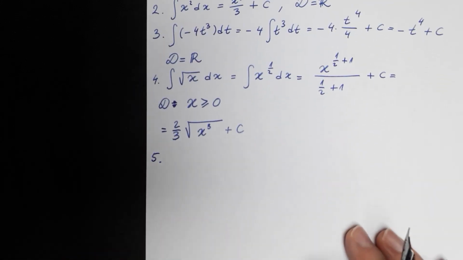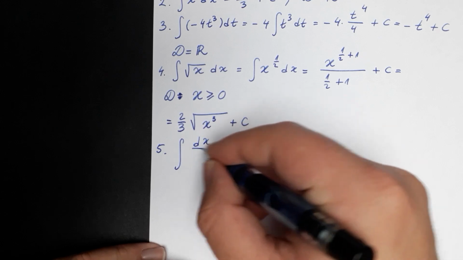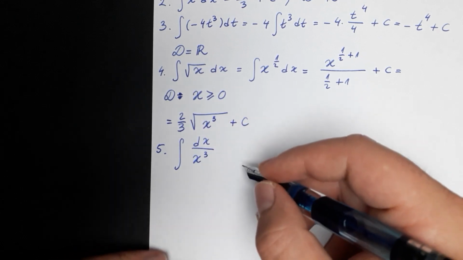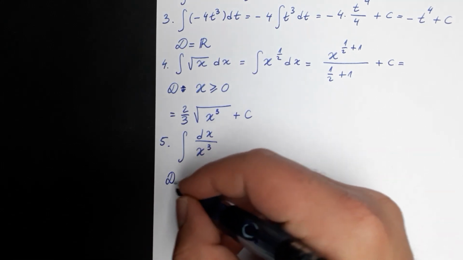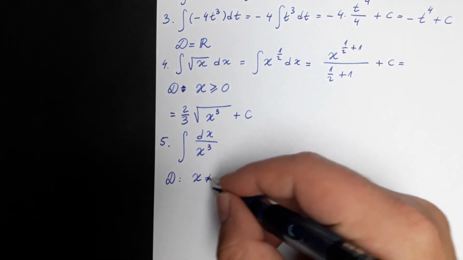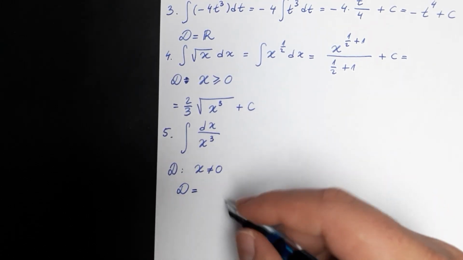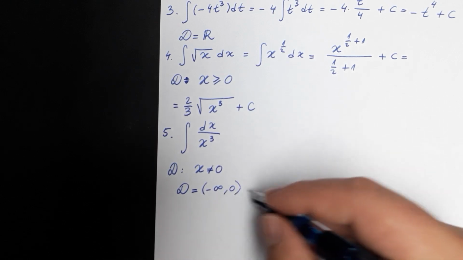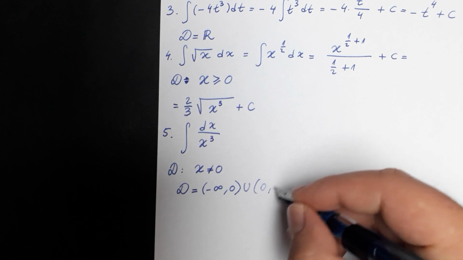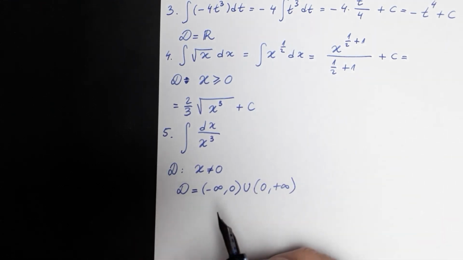The next integral which we have to solve is an integral of dx divided by x cubed. We have x cubed in the denominator, so that means that x has to be different than 0. So our area in which this integral is defined is from negative infinity to 0, union from 0 to plus infinity, where 0 is not included in this interval.